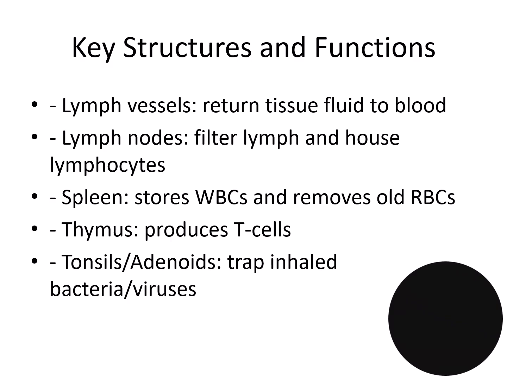Lymphatic vessels maintain fluid balance. Nodes filter pathogens. The spleen stores immune cells and breaks down old blood cells. The thymus produces T cells, while tonsils and adenoids defend against airborne invaders.